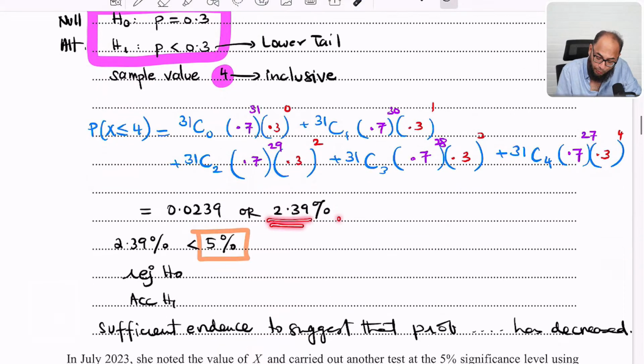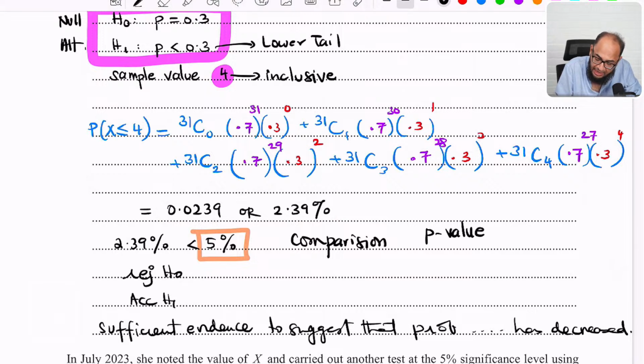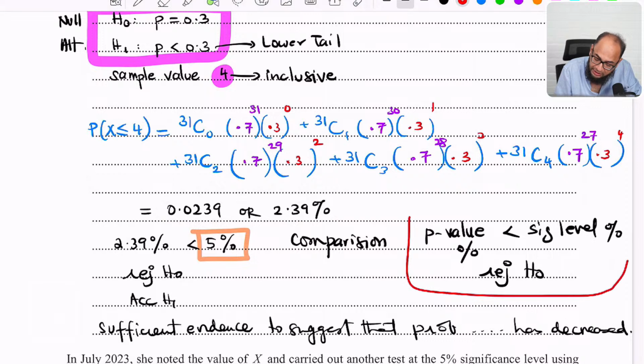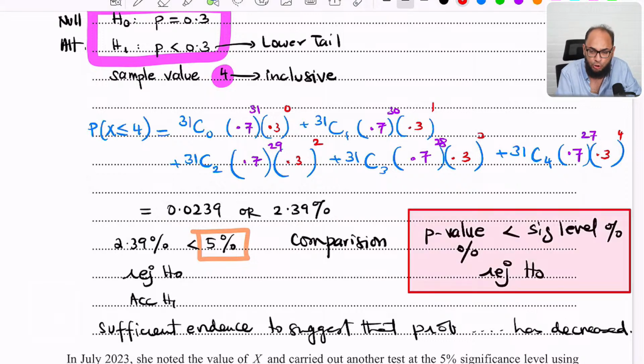This comes out to be 2.39%. This is in decimals. I convert it into percent because I have to do the comparison. I have to compare the p-value: if it's lesser than the significance level percentage, then reject H naught. If it's not the case, then we won't reject H naught. As simple as this. So over here, 2.39% is lesser than 5%. Reject H naught, accept H1.